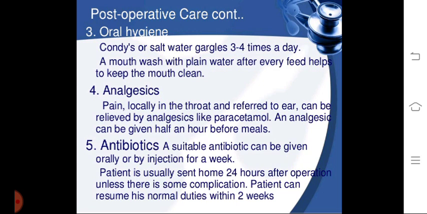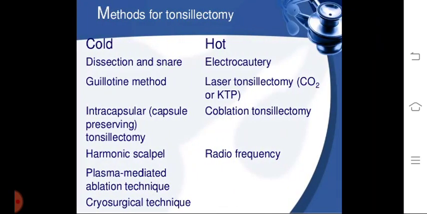Analgesia: the patient must be having pain, so you should give adequate analgesia and antibiotics. Now, methods. There are several methods, most commonly those which a resident learns in his residency. First is the dissection and snare method. Guillotine method is also another method, but nowadays very less done. Intracapsular, harmonic scalpel, plasma mediated ablation technique, and cryosurgical technique.